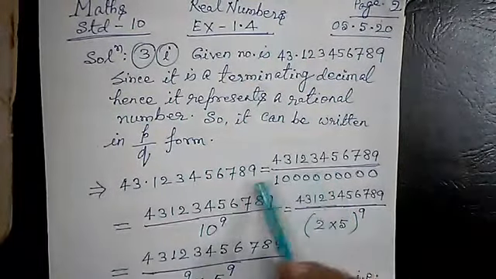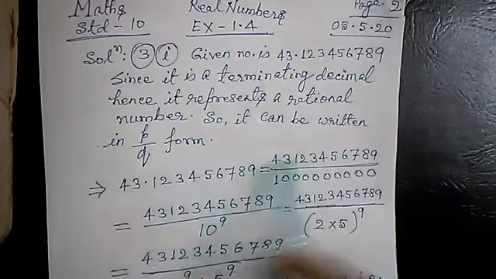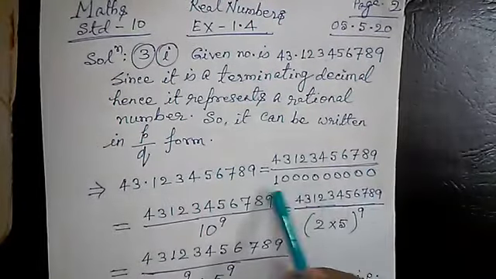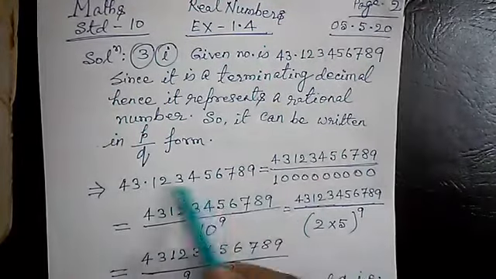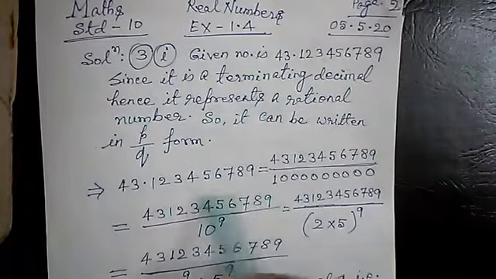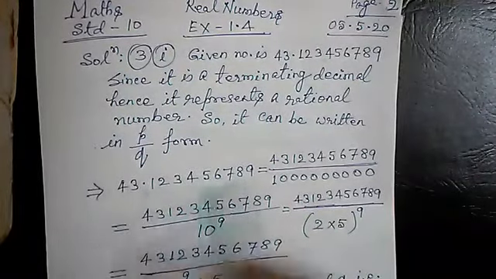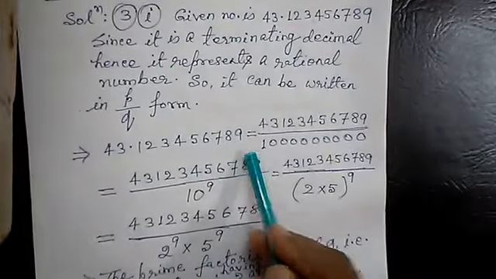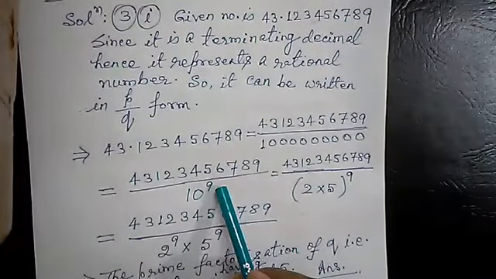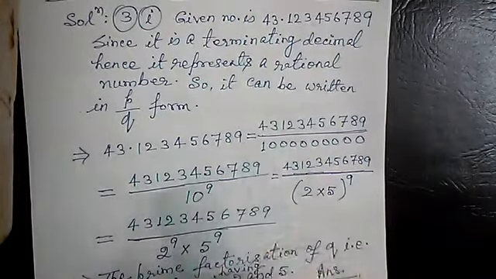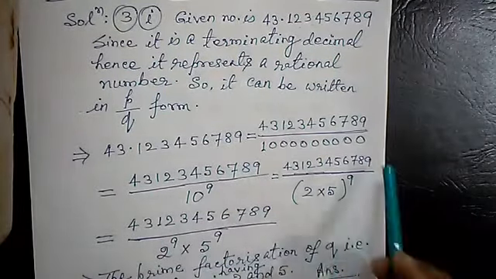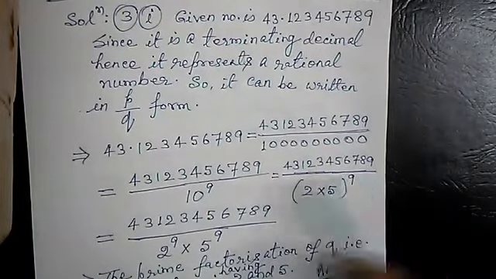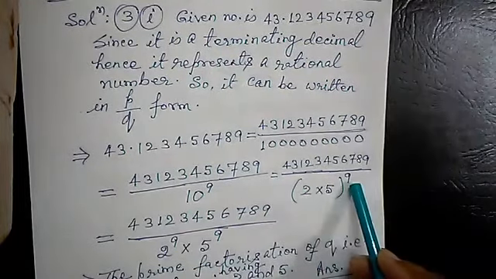Now I have written here the denominator portion after removing the decimal. In the denominator I have kept a 1 followed by 9 zeros, because there were 9 digits after the decimal. So the denominator will be 10 to the power 9 and this is the numerator. Now breaking this 10 into 2 into 5, it will be (2 into 5) whole to the power 9.